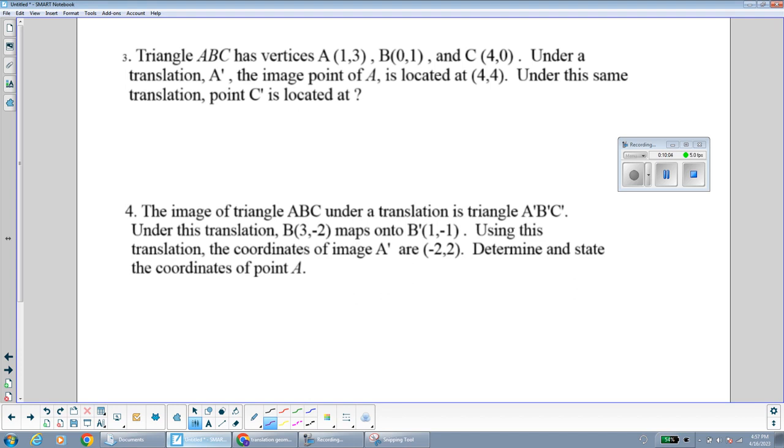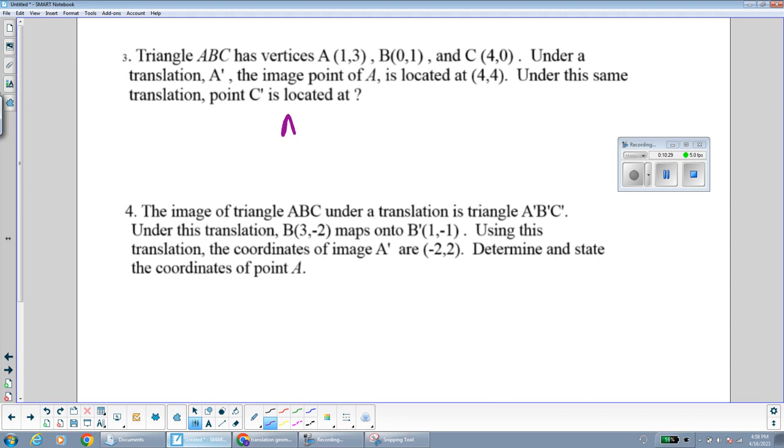It says we have triangle ABC with these vertices here. And under a translation, A prime, which is the image of point A, is located at 4, 4. Under the same translation, where will point C prime be located? So first we need to figure out what translation happened to get from A to A prime. Then once we know what the movement was, we can do it to C to get C prime.